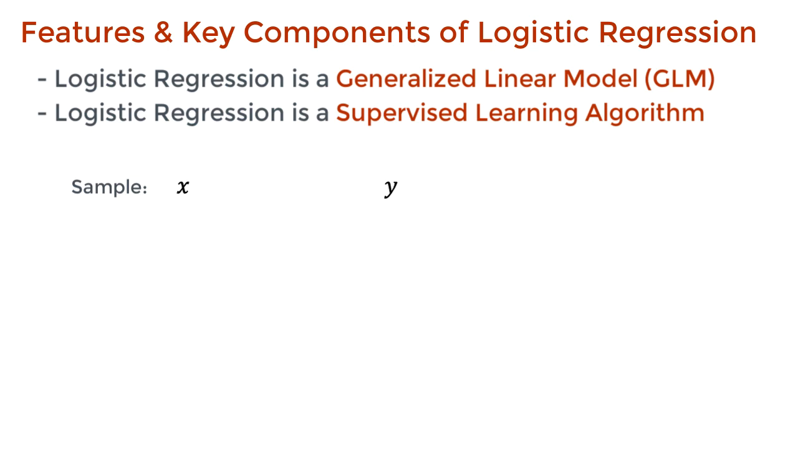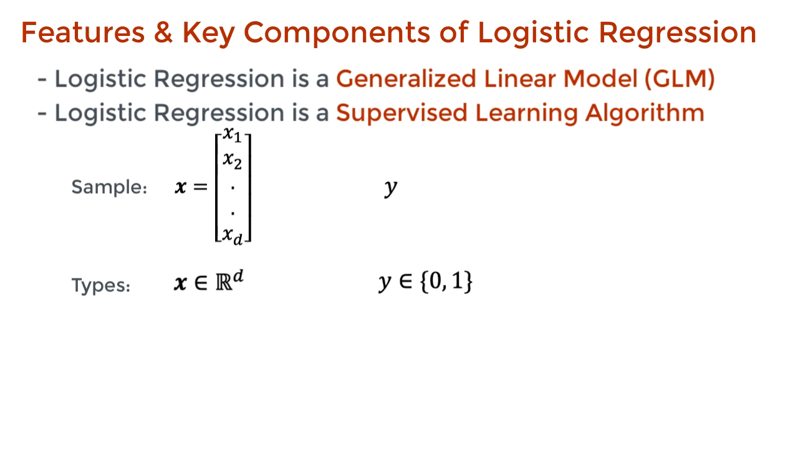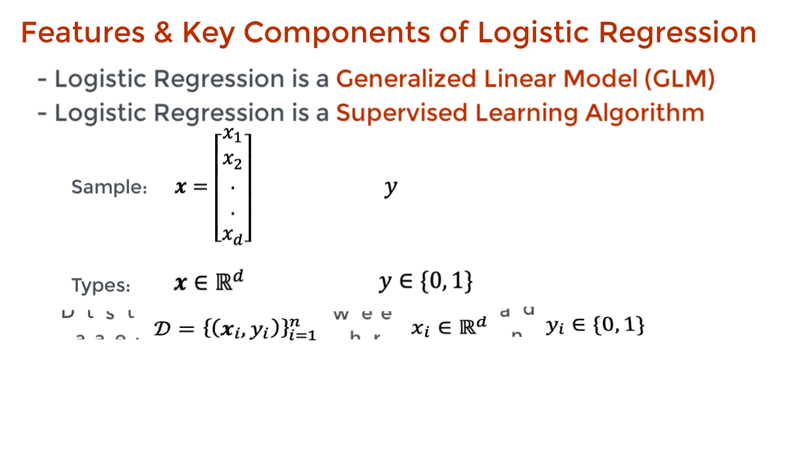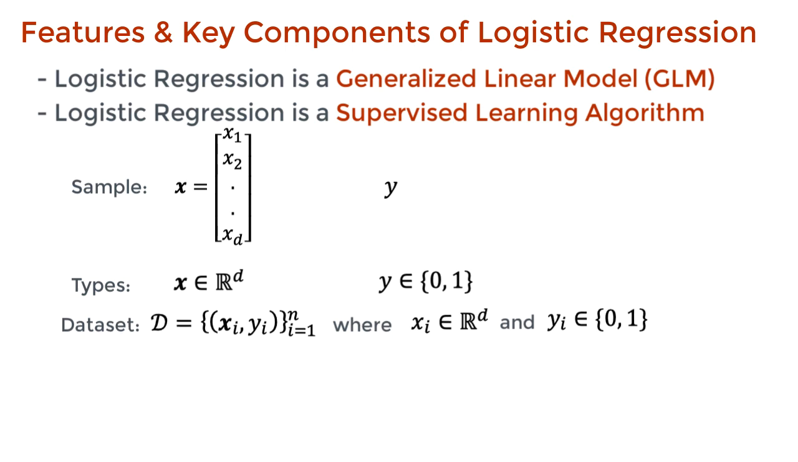Let's say that we have multiple features to represent a sample, in which case x is no longer a scalar quantity. It's represented as a vector of some d dimensions. Although we can use logistic regression for multi-class classification, let's build the intuition for the binary classification case. So that means y can only take on two values, 0 or 1. Like this, we can take n such samples and construct a dataset represented by some capital D.